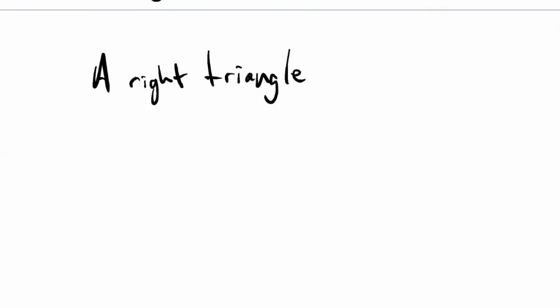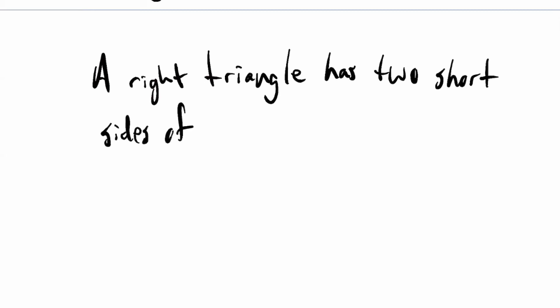So a right triangle has two short sides of, let's say, 12 and 11. And then we're supposed to find the other side and the other angles in the triangle.